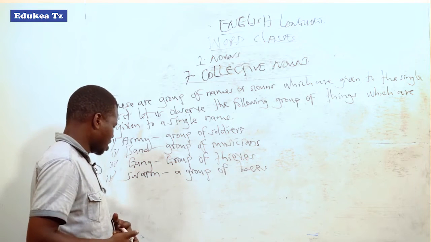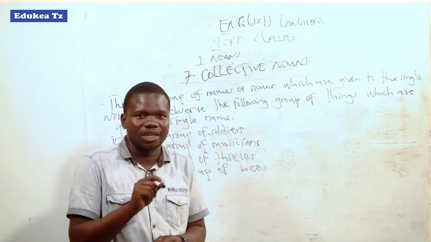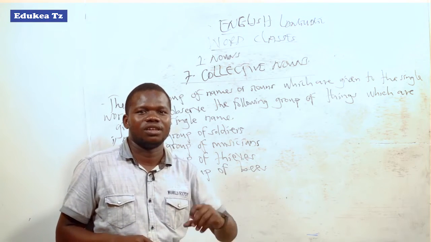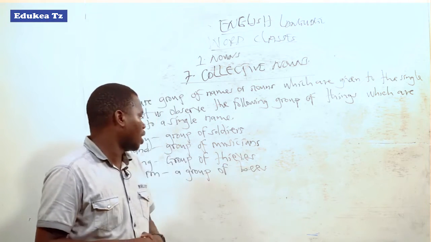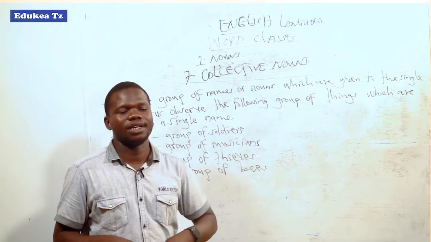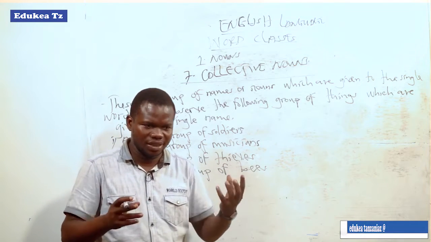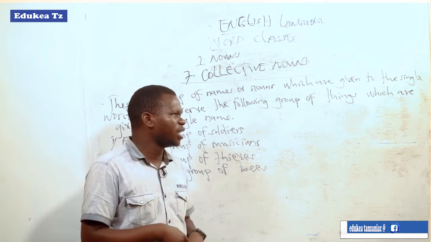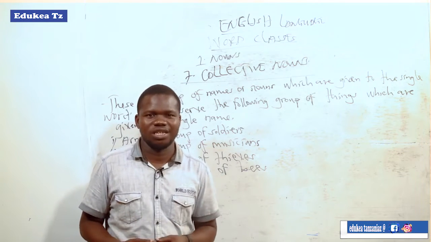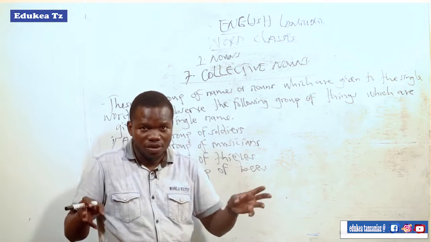Again, we have band. A band is a group of musicians. Once those musicians are together, we call them a band. For example, in Tanzania we have Malaika band, a collection of different musicians who are singing and performing. Again, we have the Yamoto band, another example of a band. So we have a lot of bands.